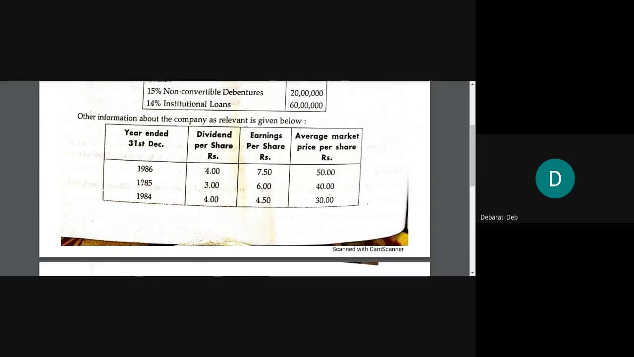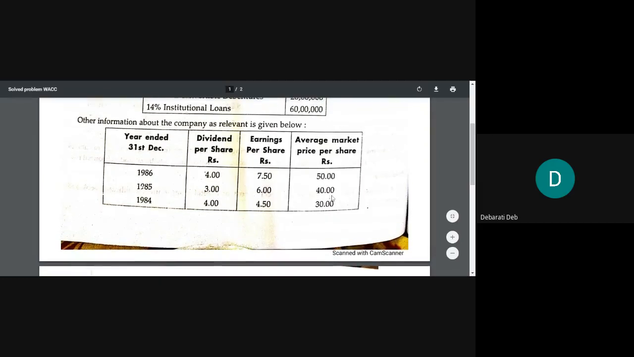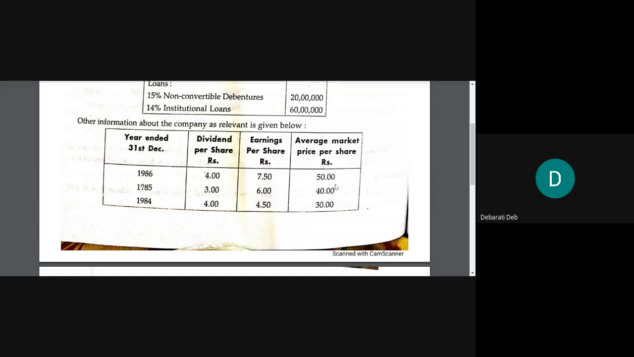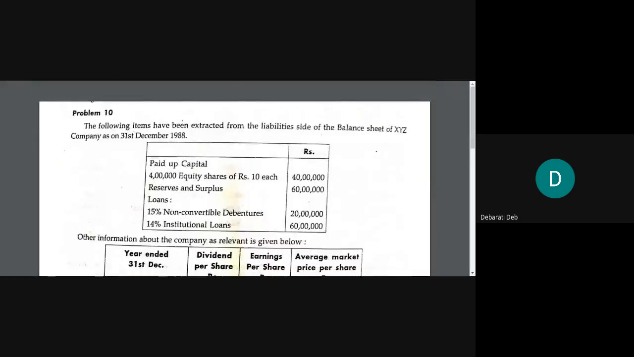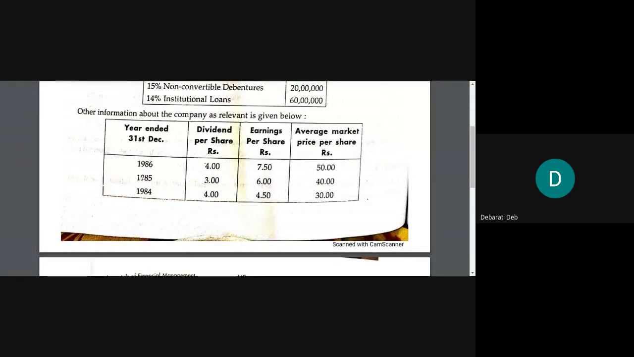But listen to me very carefully, okay? This is a different concept in these types of problems. See on your screen, the dividends per share for 3 years are given, earnings per share for 3 years given, average market price per share also 3 years given. So what we will do in this case is, instead of calculating the growth rate, because 87 data is not given to us and we have to calculate for 88, we will take the average.